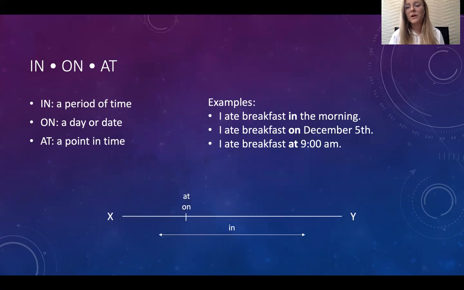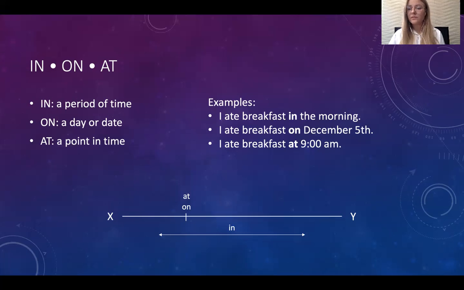Okay, so I ate breakfast in the morning. We use in because we're describing a part of the day. The next one here is I ate breakfast on December 5th. We use on because we're describing a specific date. Okay, and I ate breakfast at 9 a.m. So we use at because we're describing a specific time.